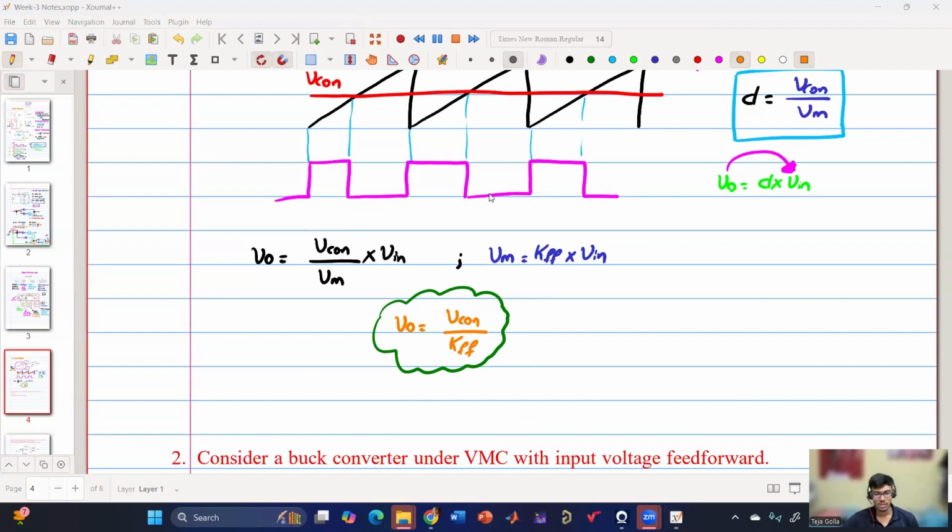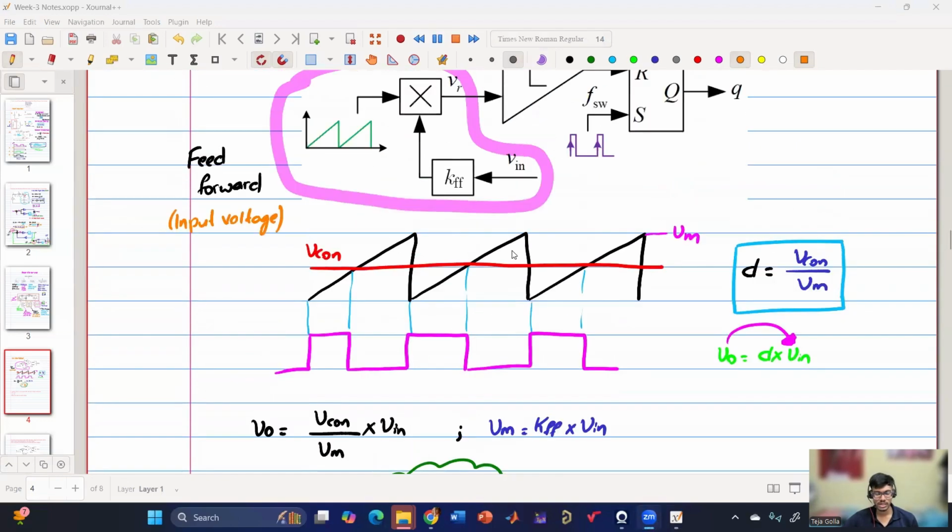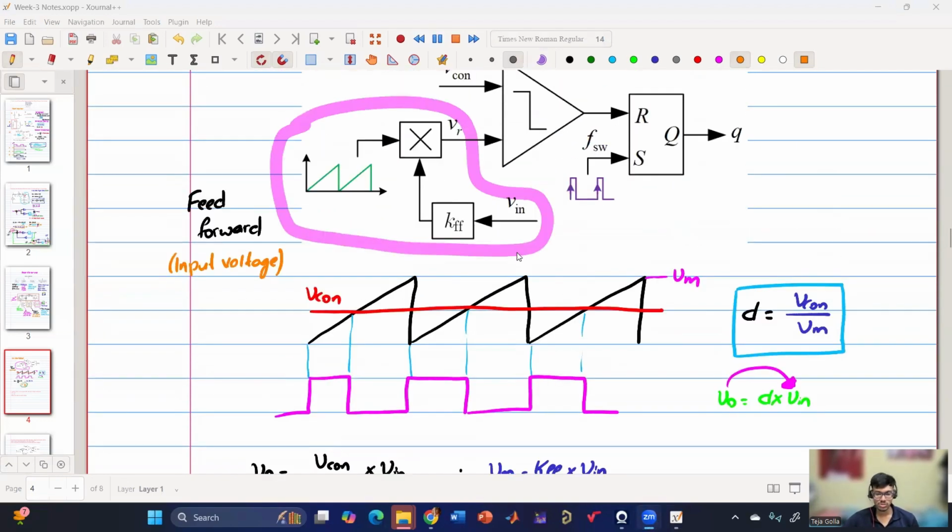Yes, but will this technique work on leading edge also? Like if we interchange the S and R? Yes, you are very much right. It will work on the leading edge also because we have seen even in the leading edge the duty ratio is Vcon by Vm. So it will work on both leading edge as well as trailing edge. Here for simplicity, we have considered trailing edge, but it will be equally applicable to both.